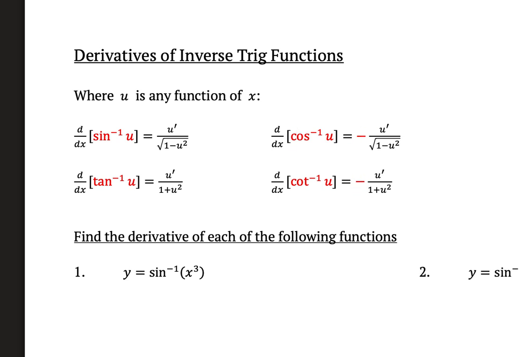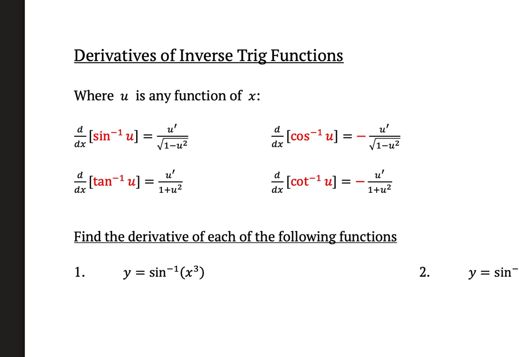Okay, and then what is this idea of putting a u in here? It says right here, u is any function of x. So this u could be an x squared, an e to the x, or an ln x, or another trig function like tangent x. It could be an x squared minus 5. This u could be anything. You can look at some of the problems down here. In this case, u is x cubed, just the thing that is inside the inverse trig function.